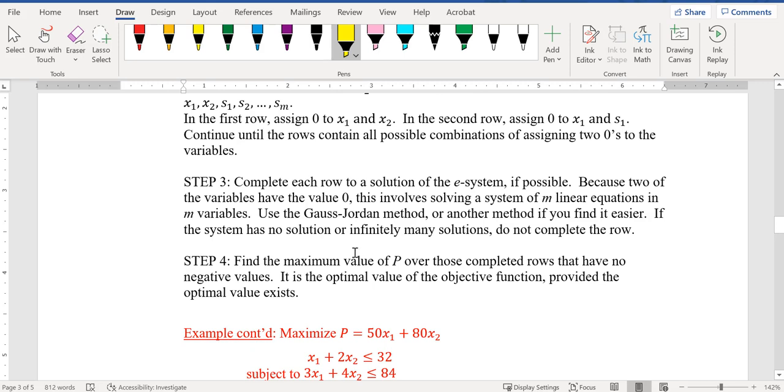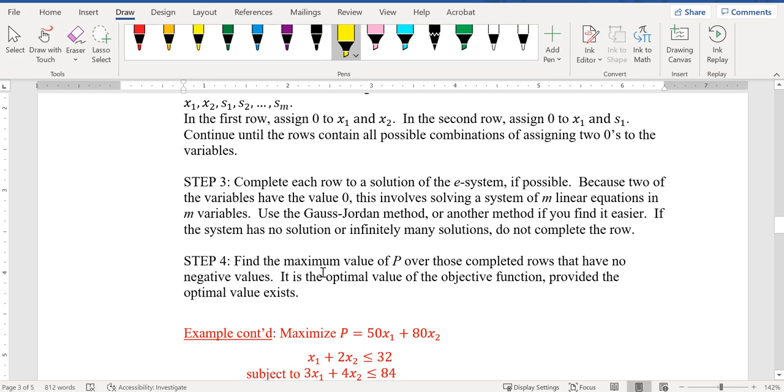Step 3, complete each row to a solution of the E system if possible. Because two of the variables have the value 0, this involves solving a system of m linear equations in m variables. You can use the Gauss-Jordan method or any method you find easier. If the system has no solution or infinitely many solutions, don't complete that row. As we work through one, this will hopefully become more obvious.